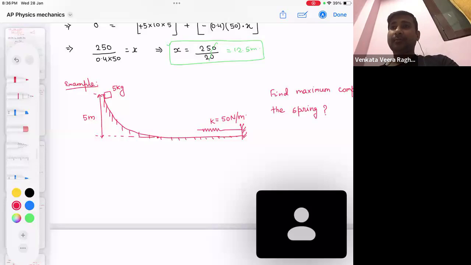How much is it coming? What is the maximum compression coming? Tell. Can you tell me how much is this coming?